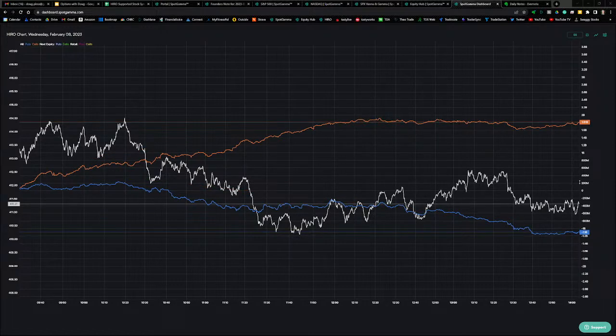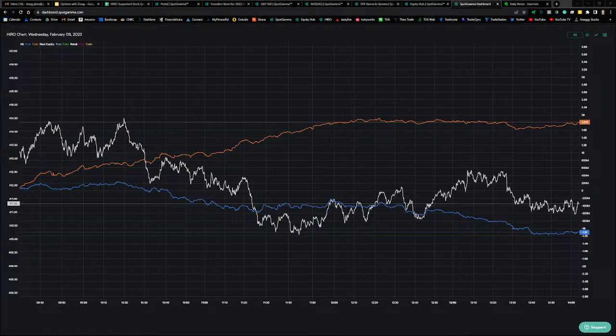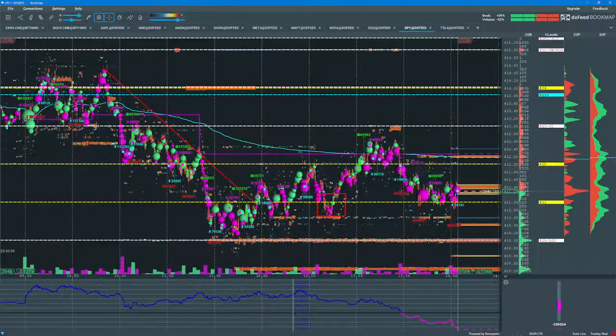All right, so I mention this all the time, that I'm looking at two screens while I'm doing this. I'm only showing one screen, but I'm looking at Hero on one screen and Bookmap on the other screen. So let's go back and take a look at SPY. I'm going to go back to Bookmap now.